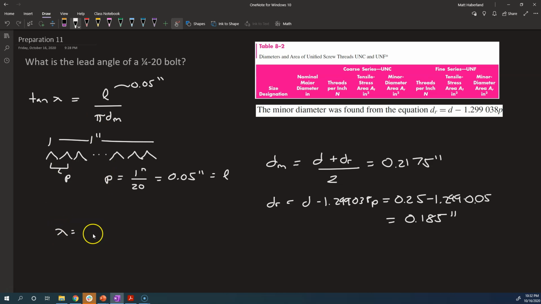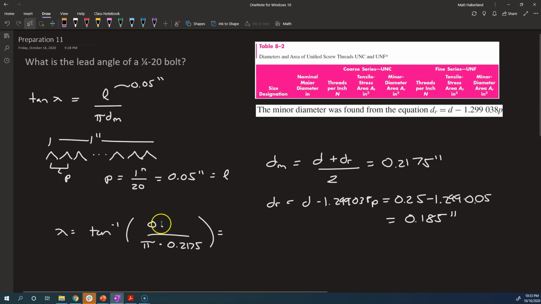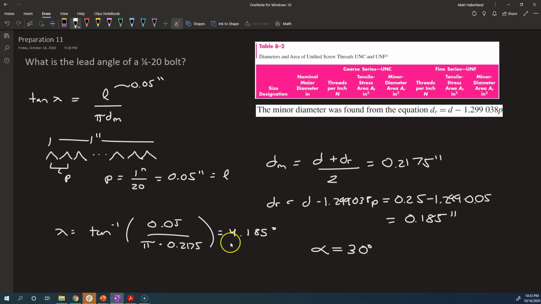The lead angle is the inverse tangent of 0.05, or L, over pi times the mean diameter, 0.2175. And that's 4.185 degrees. You can see that's pretty different from the thread angle alpha, which for a quarter 20 screw is going to be 30 degrees. So very different numerically and conceptually. So next time we're going to learn to calculate the proof load of the bolt.